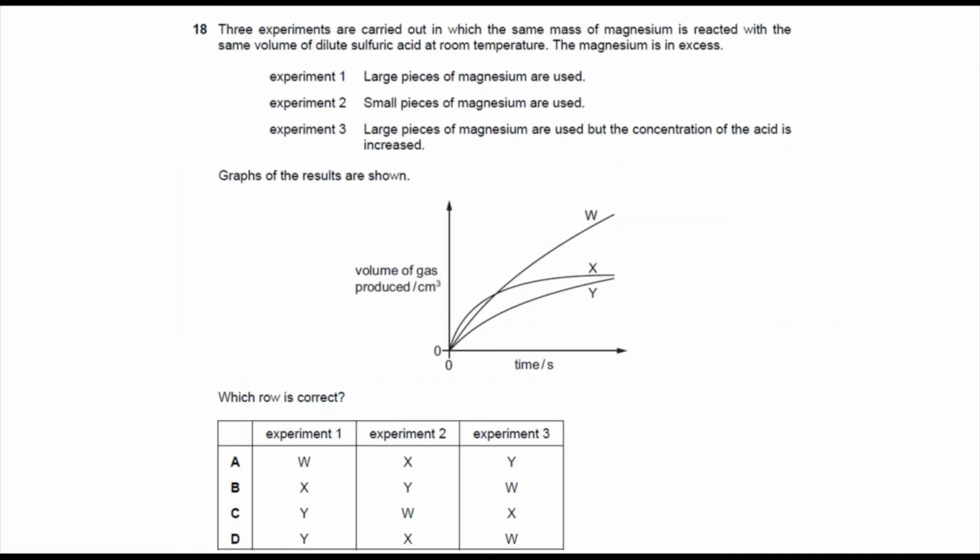Moving on. 18. 3 experiments are carried out in which the same mass of magnesium है, ठीक है, वो रिएक्ट कर रहे हैं विद द सेम वॉल्यूम ऑफ डाइल्यूट सल्फ्यूरिक एसिड एट रूम टेम्परेचर. द मैग्नीशियम इज इन एक्सेस. एक्सपेरिमेंट्स दी हुई है, कहते हैं भाई विच रो इज करेक्ट. अच्छा, लार्ज पीसेस ऑफ मैग्नीशियम आर यूज्ड.